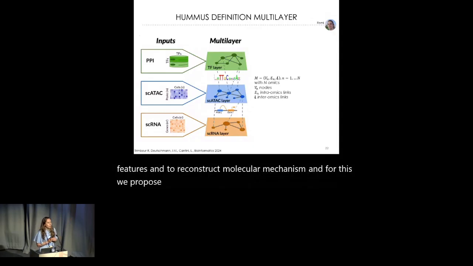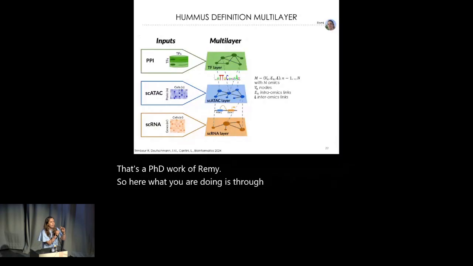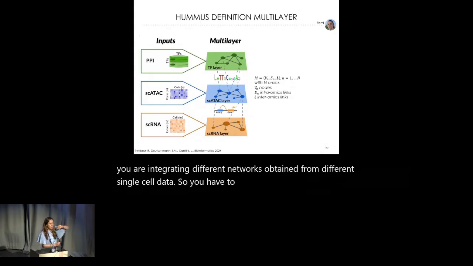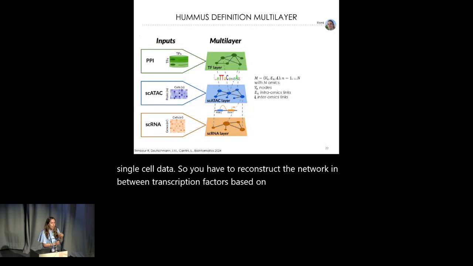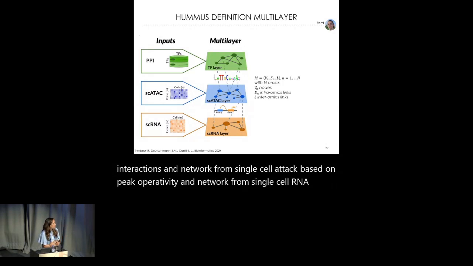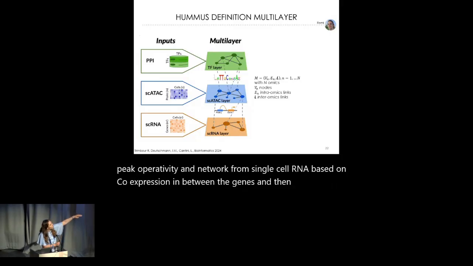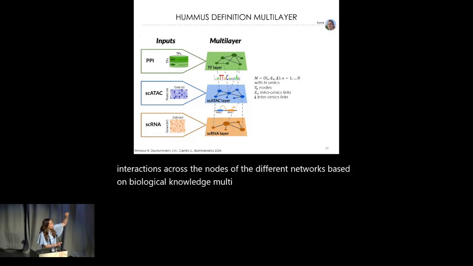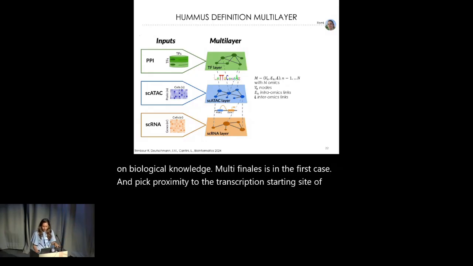So here what we are doing is, through multi-layer networks, we are integrating different networks obtained from different single-cell data. You can reconstruct a network between transcription factors based on protein-protein interactions, a network from single-cell ATAC based on peak cooperativity, a network from single-cell RNA based on co-expression between the genes, and then you can infer interactions across the nodes of the different networks based on biological knowledge: motif analysis in the first case, and peak proximity to the transcription starting site of the gene in the second case.